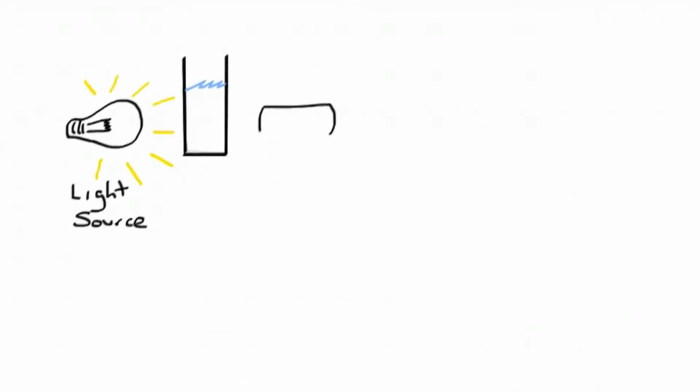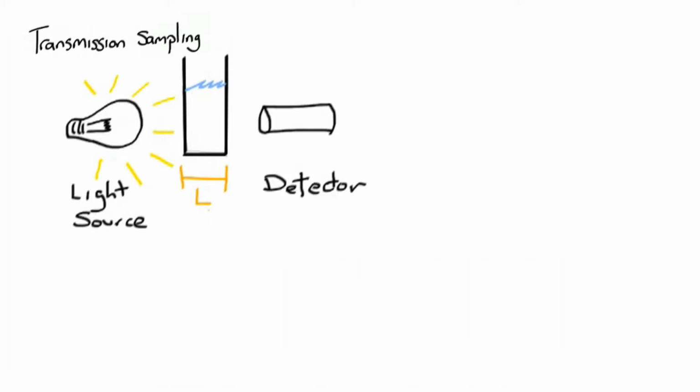Classic spectroscopy measurement applications use a light source and a detector positioned on opposite sides of a fluid sample with a defined path length designated as L. This type of sampling is known as transmission sampling. The photons from the infrared source go through the sample and are detected by the detector. The information collected by the detector is then processed to create a spectrum.